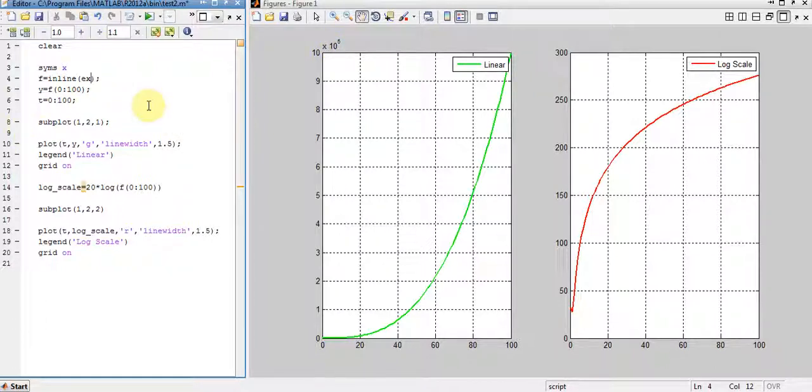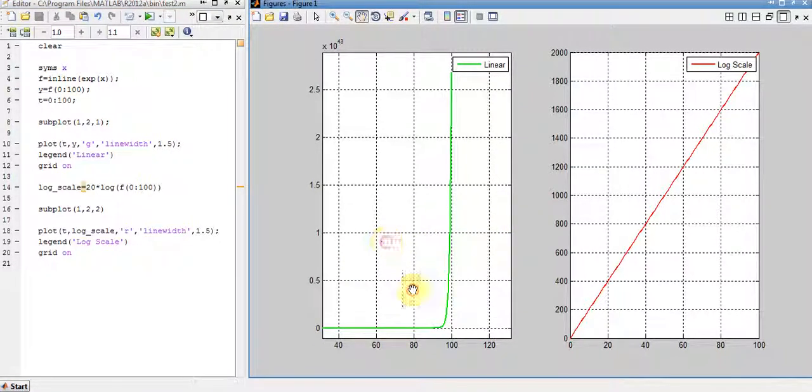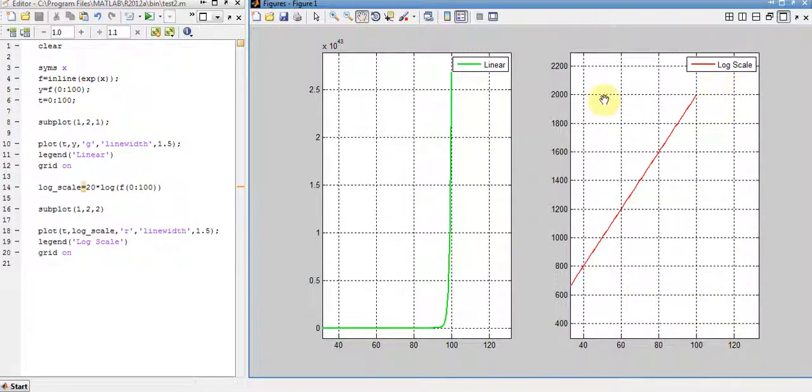Let's change the function. For the instance, if I use an exponential function, which is just a rising, growing function, as you can see over here, it is zero or approximately zero, and just approximately near 90, it shoots up and goes to 10 raised to about 43. And in our logarithmic scale, up to 100, we are just at 2000. So there's a far difference between both of the y scales.